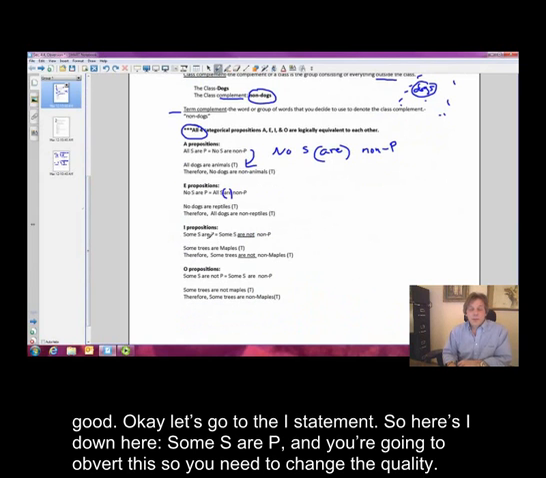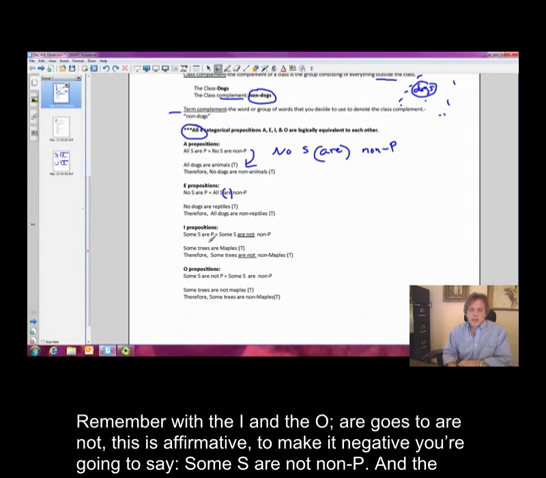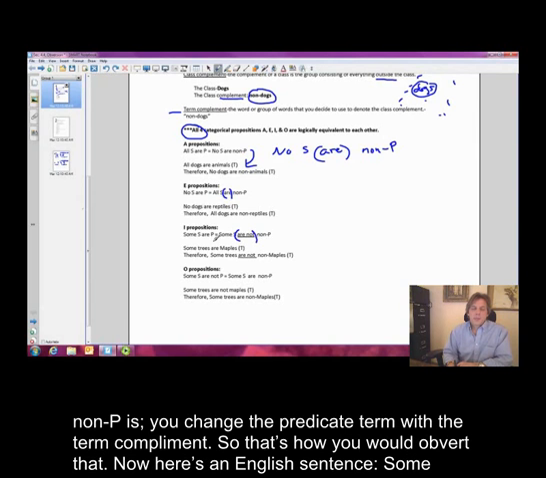Some S are P, and you're going to obvert this, so you need to change the quality. Remember, with the I and the O, R goes to R naught. If this is affirmative, to make it negative, you're going to say some S are not non-P. And the non-P is you change the predicate term with the term complement. So that's how you'd obvert that.